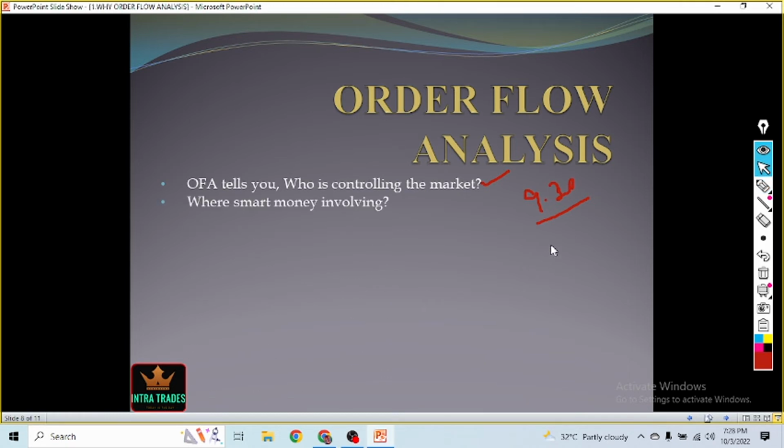Next thing is where smart money is involved. You might have heard of the smart money concept in various videos, and by using order flow analysis, we have the facility to identify where the smart money is involved. Smart money is nothing but SLs and limit orders, where the system orders are still pending.